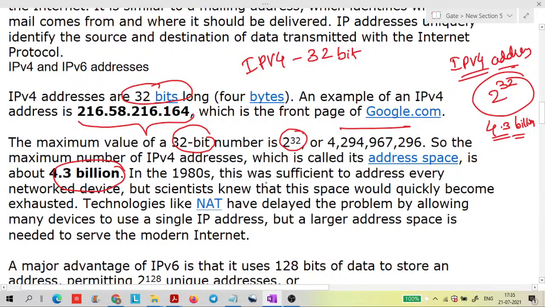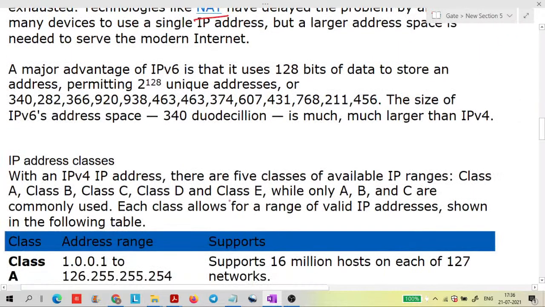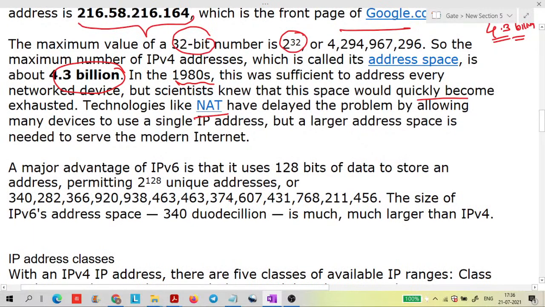In the 1980s, this IPv4 32-bit address space was sufficient to address every network device, but scientists knew that this space would quickly become exhausted. Technologies like NAT have delayed the problem by allowing many devices to use a single IP address. But a larger address space is needed to serve the modern internet, and that is IPv6.